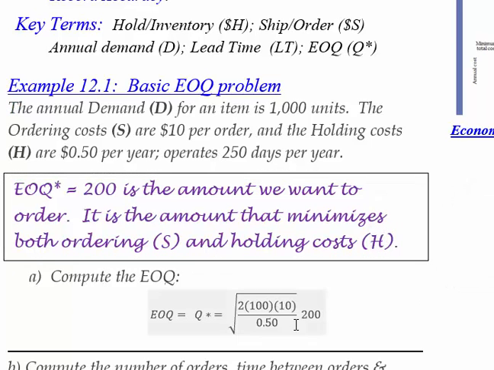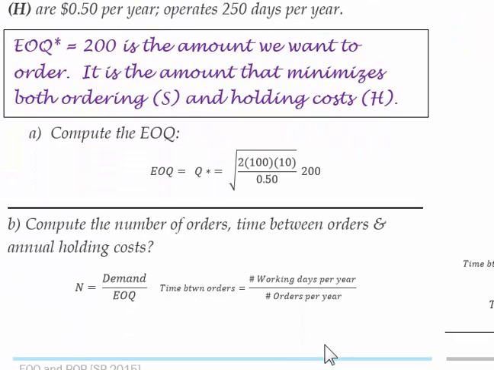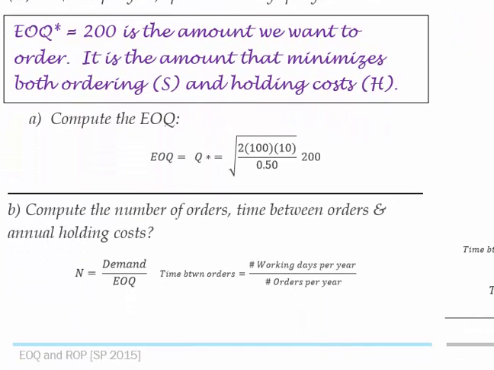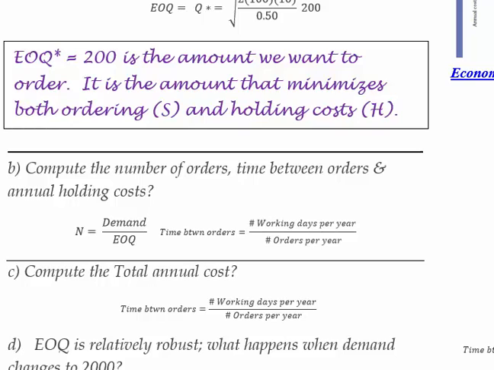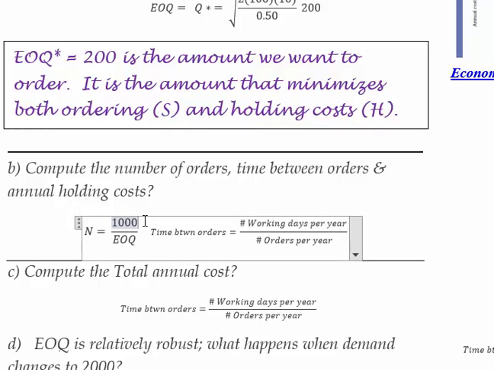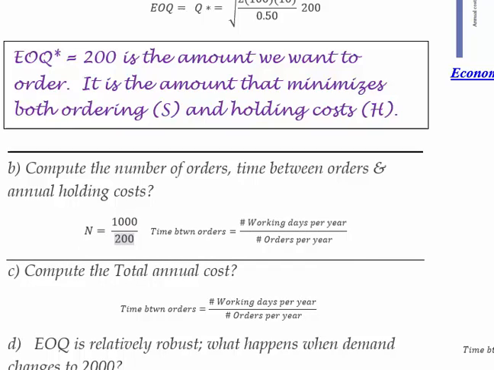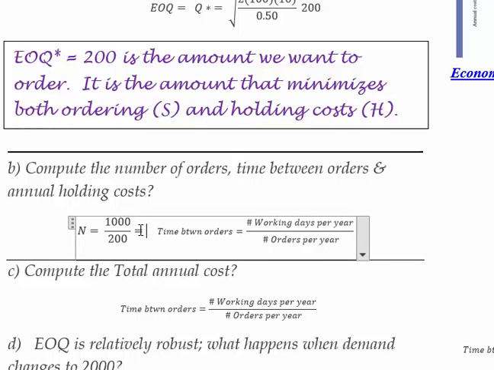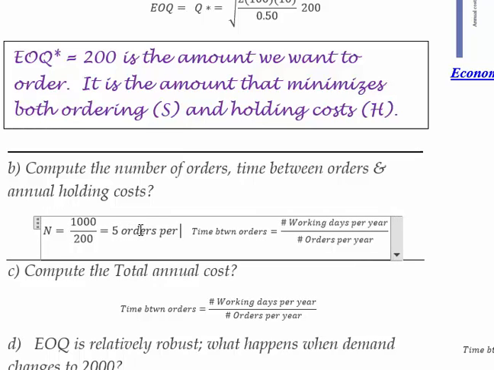Okay, now let's move on down to part B. So now what we want to do is compute the number of orders, the time between orders, and the holding cost. So the number of orders per year is just going to be done as the total demand for the year, which we know is 1,000. We're going to divide that by the economic order quantity. So we divide that out and we find out that we're going to have 5 orders per year. And so this is 5 orders per year.